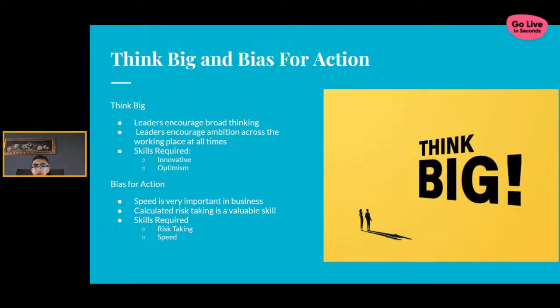Next, bias for action. Speed is very important in business, and knowing when to take a calculated risk is a valuable skill. Therefore, leaders must have good risk-taking ability as well as sufficient speed.